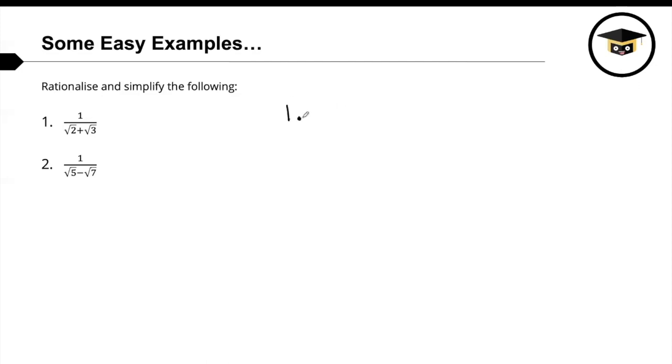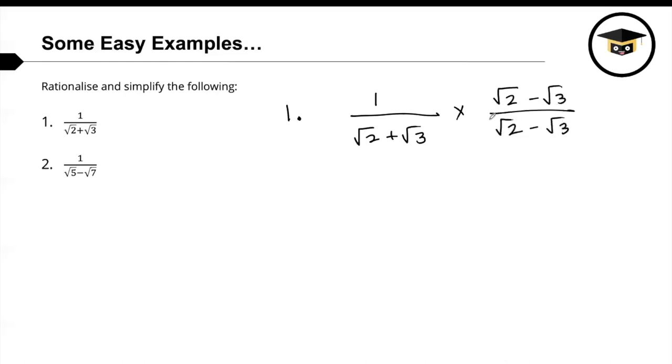Okay, so for question 1, we want to think, what is the conjugate? Well, the conjugate of root 2 plus root 3 is going to be root 2 minus root 3. So we are going to write 1 on root 2 plus root 3 times root 2 minus root 3 over root 2 minus root 3. Might want to add some brackets to make this nice. Now, let's do the numerator because it's quite easy. 1 times root 2 minus root 3 is just going to be root 2 minus root 3.